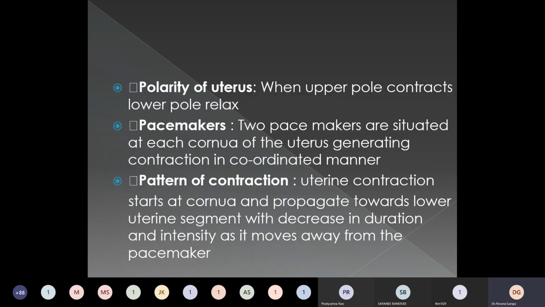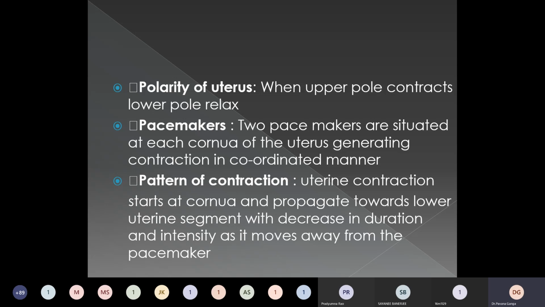What is needed for normal uterine function? You should have the polarity of the uterus. That is what happens normally. Your upper pole will contract, that is, your fundal portion contracts, and your lower pole, that is, your lower uterine segment, usually relaxes.